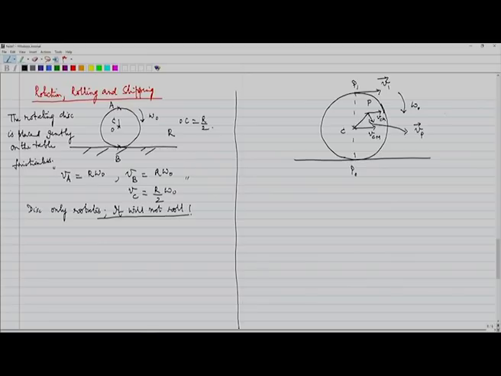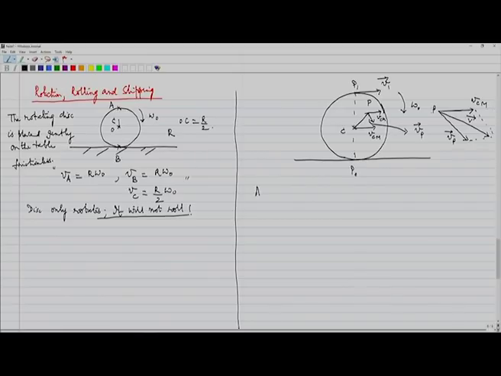This portion alone I amplify it here. This is VCM, I am magnifying it, and then this is VP, the linear velocity. So I can complete it. This is what is going to be the actual velocity at this particular point. Okay, this is P. I am magnifying this portion alone here.